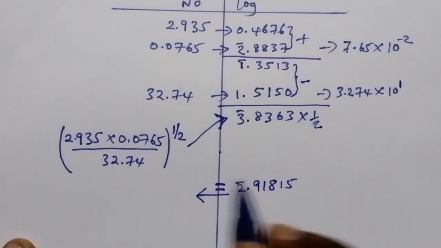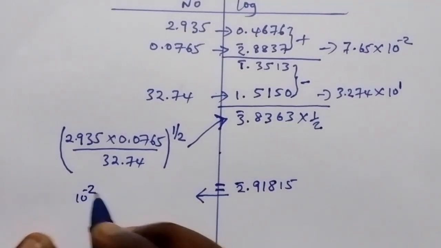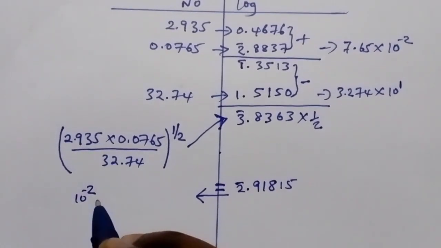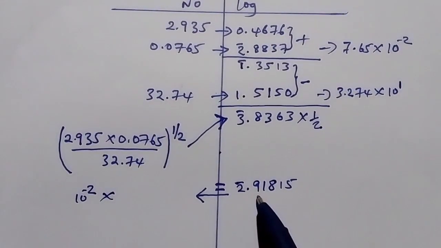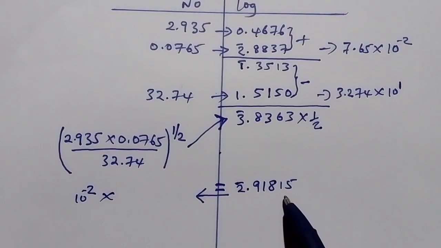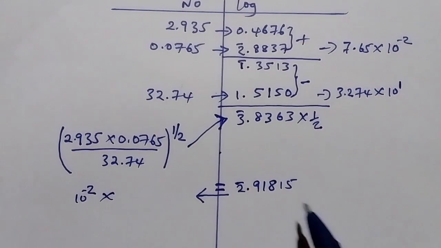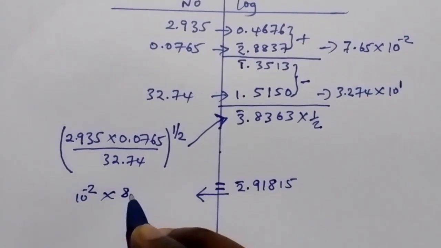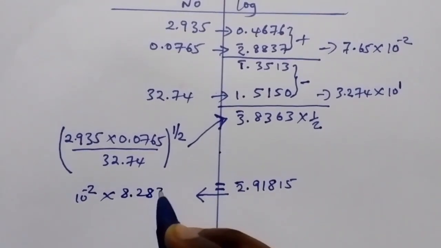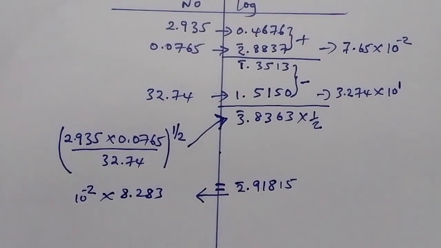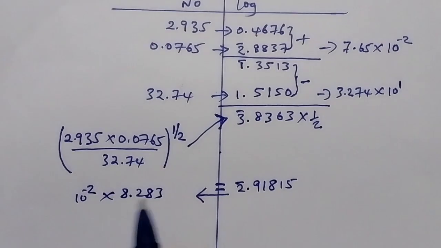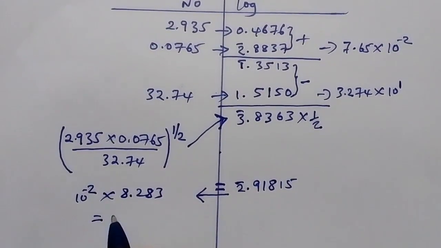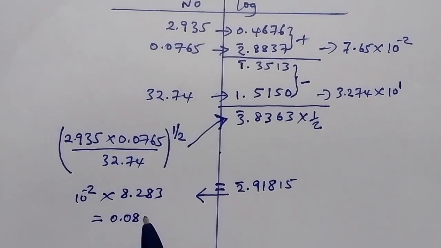So this bar 2 here is 10 power negative 2, times the antilog of 0.91815 from the antilog table, which is giving us 8.283. 8.283 when we multiply by 10 power negative 2 is giving us 0.08283.